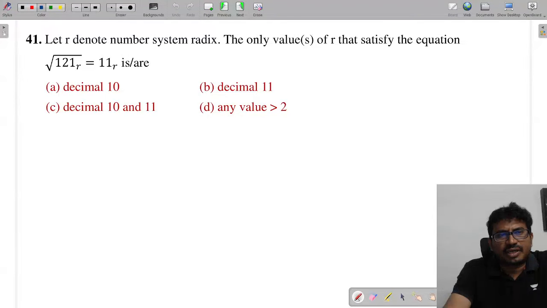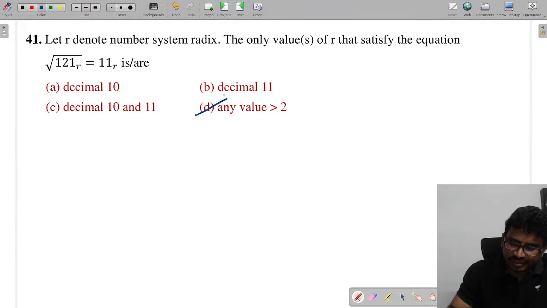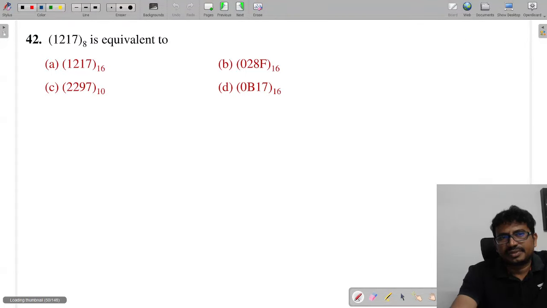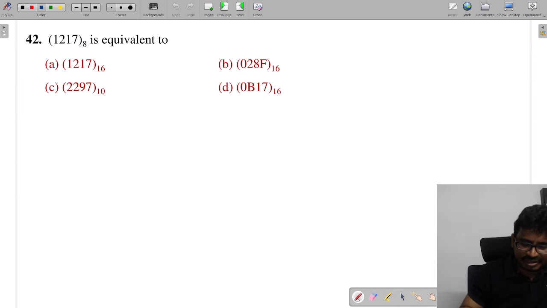Next, let R denote the number system radix. The only values of R that satisfy these equations. Yes, 11 square, which can satisfy? It can satisfy any value greater than 2. Right? Yes. Now tell me, 1217 is equivalent to, okay, decimal 16 chahiye. Okay. 1217, they given octal form now. So then this is given as octal form.